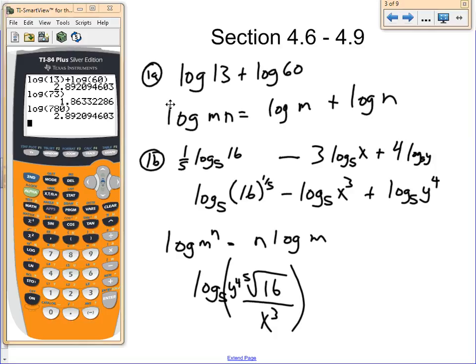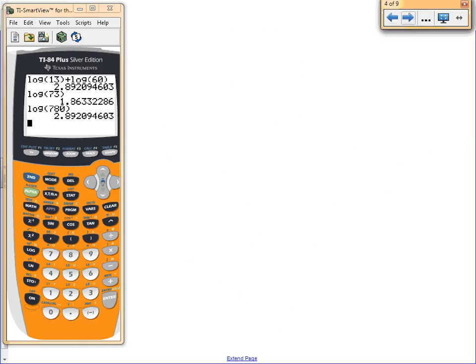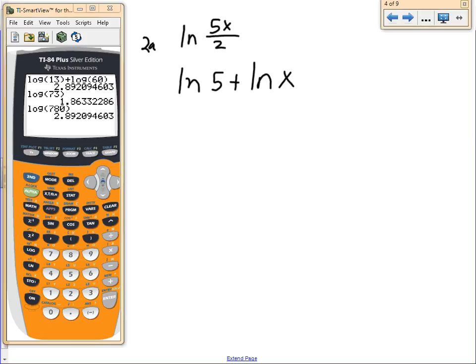This is called condensing. Okay, now the opposite of that is expanding. So if I'm going to condense something, that's going to go down smaller. If I'm going to expand something, I'm going to go the other way. So now I'm going to expand the natural log of 5x over 2. So the first thing I want to do is deal with this 5x. So that's going to be the natural log of 5 plus the natural log of x. How do I get the 2 on bottom? Minus natural log of 2. Because that's expansion.